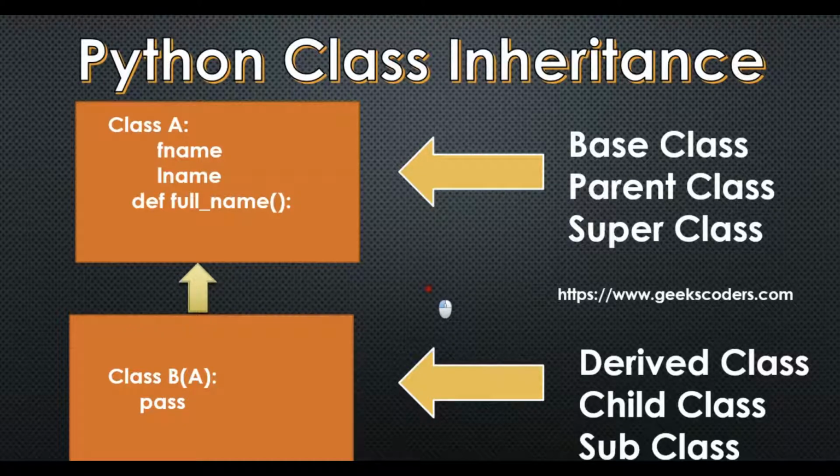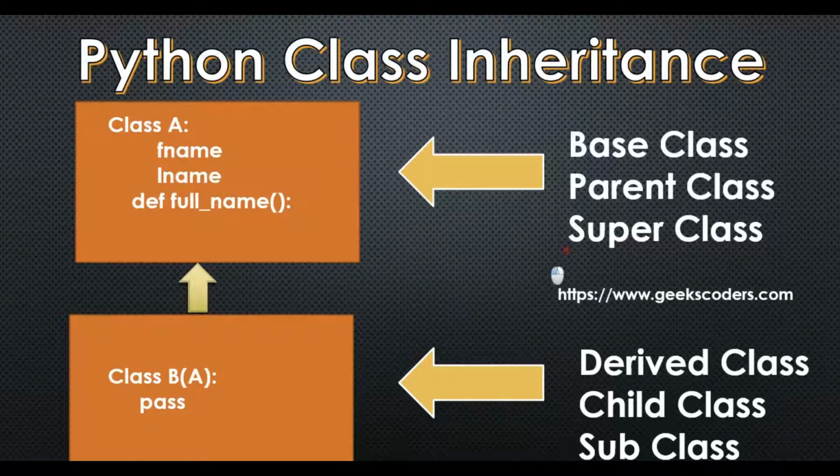In this video we're going to talk about class inheritance. First of all, class inheritance is one of the most important concepts in object-oriented programming. Basically, class inheritance allows us to create a relationship between two or more classes. In object-oriented programming, one class can extend attributes and methods from another class.